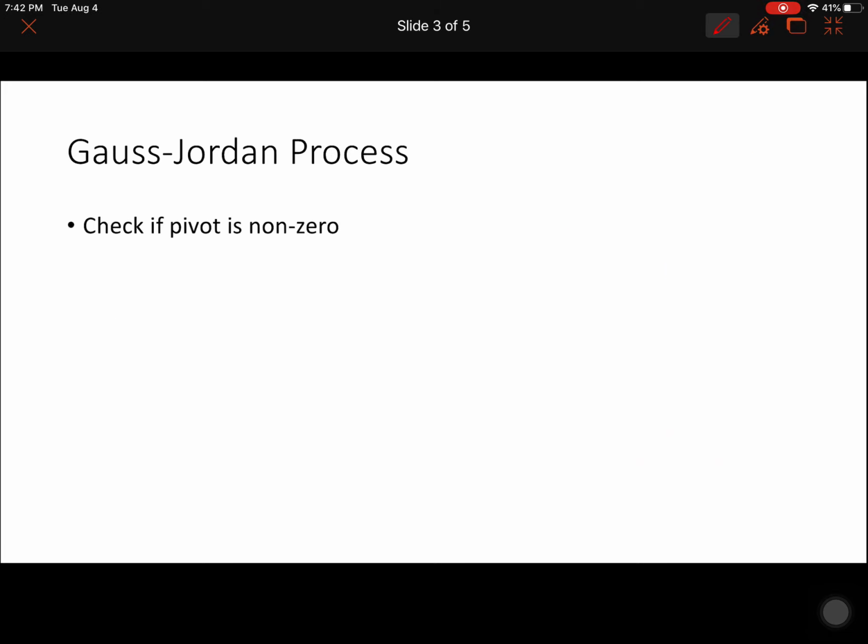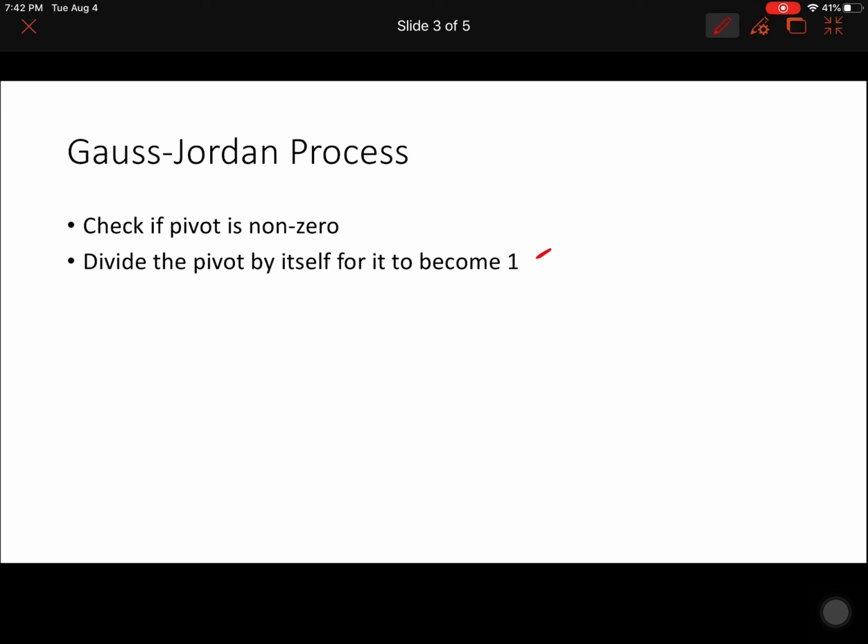So, Gauss-Jordan process. First is same with the Gauss elimination method. Check if pivot is non-zero. If any of the pivots is zero, buhaton lang nato ang pamaagi na pareha sa Gauss elimination method. So atong i-swap ang equations para non-zero ang pivots. Okay? Next is divide the pivot by itself for it to become 1.